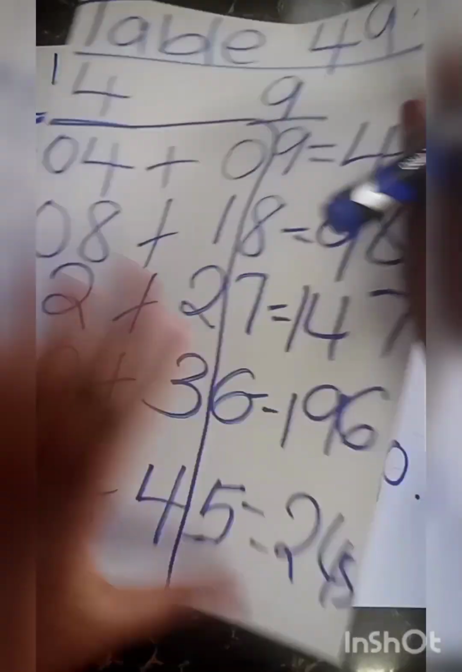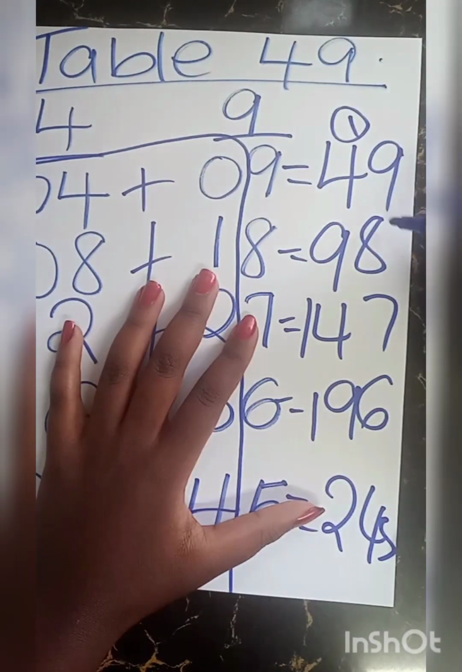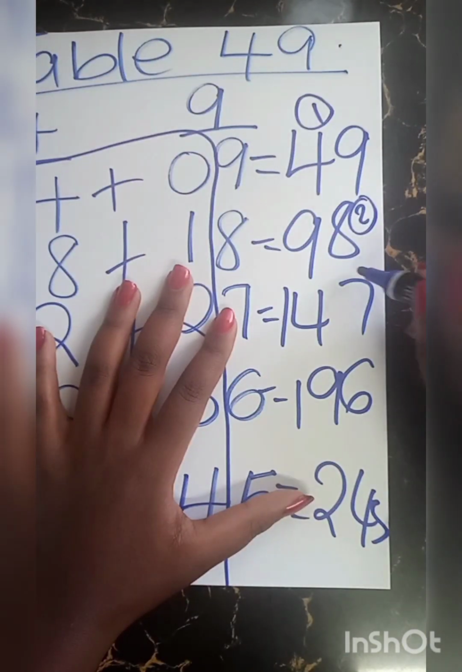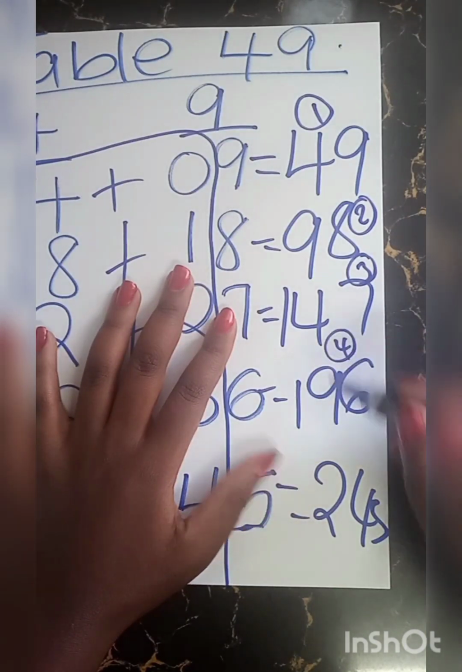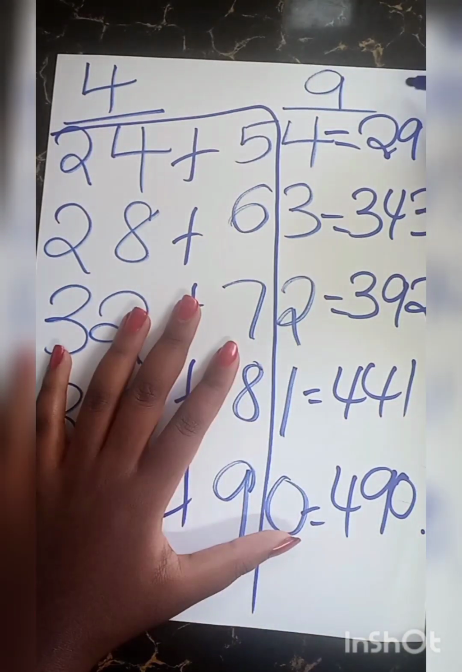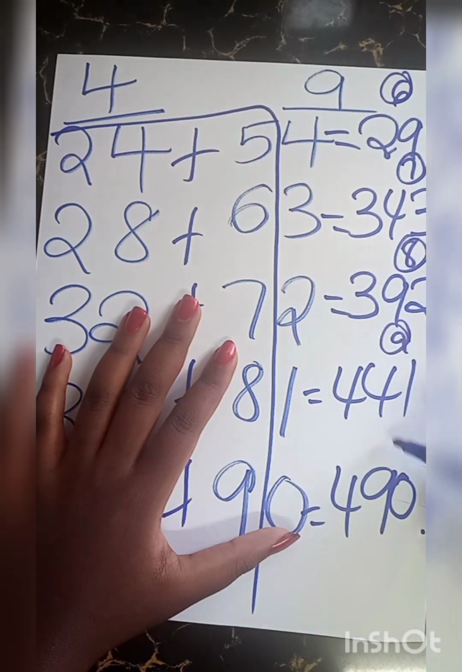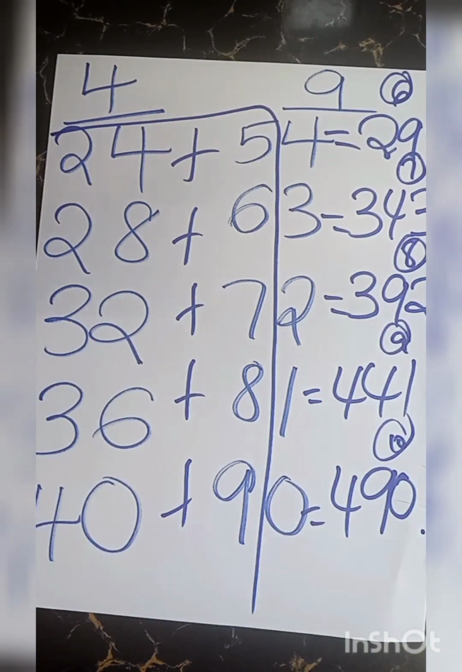So this is 49 times 1, times 2, times 3, times 4, times 5, times 6, times 7, times 8, times 9 and times 10. Okay? So now that you have table 49, answering this question will be a walk in the park.